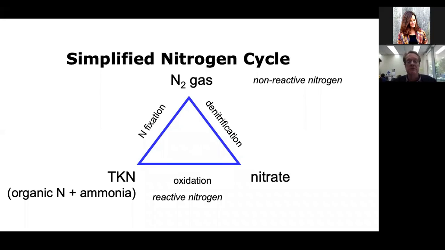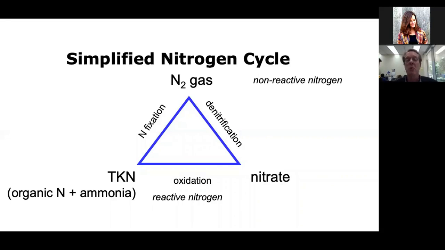Even hundreds of millions of years before man invented cesspools, there was a nitrogen cycle on the earth. And nitrogen cycles between one non-reactive form, which is nitrogen in the air, and that's about 78% of the air around us, and reactive forms, such as organic nitrogen and ammonia or nitrate.